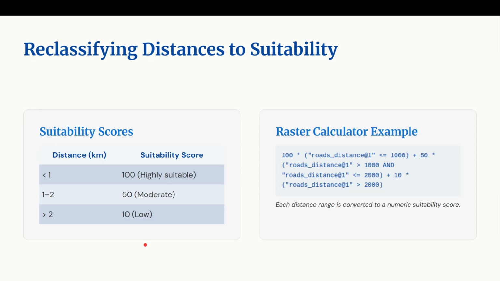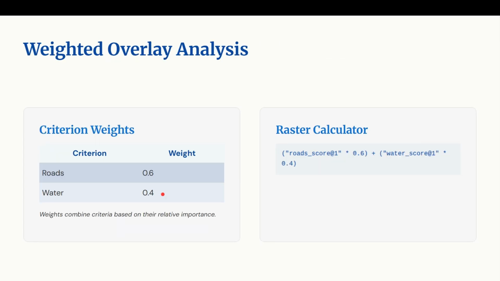Then we will reclassify. As I told you previously, we need to set up certain rules: if it is closer to the road, it is a good chance. So if it is a distance of less than 1 kilometer, then it is highly suitable, so we will provide maximum marks for that. And if it is greater than 2 kilometers, we will provide lower marks, that means 10. And if it is between 1 and 2, we will provide moderate marks.